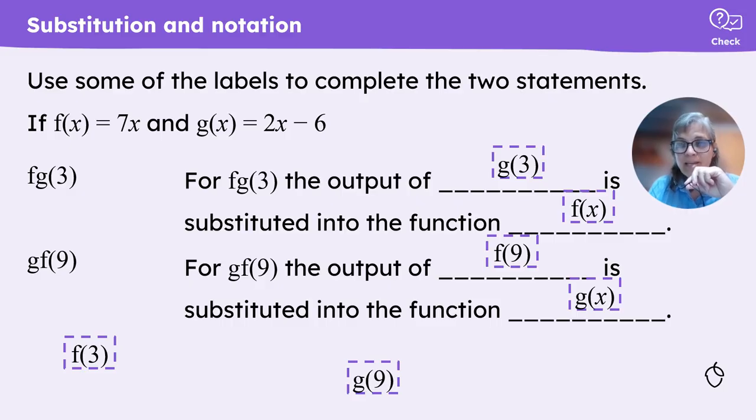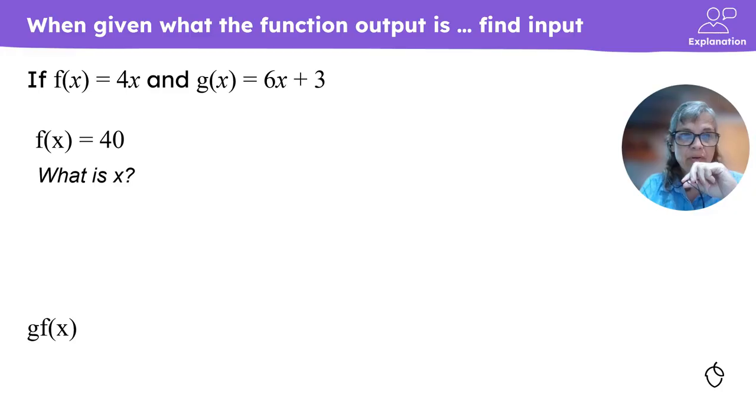Sometimes, instead of putting the number into a function, you'll be asked to figure out what the number was that went in if I get a certain number out. Let's look at an example. If I'm given what the function output is and asked to find the input, I'm being asked to find what was that original x. What was that original card I stuck into the machine? So if f of x equals 4x and g of x equals 6x plus 3, and I'm told that f of x is 40, what would x be?